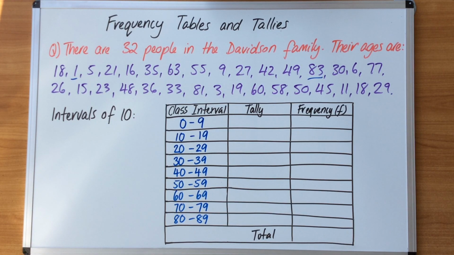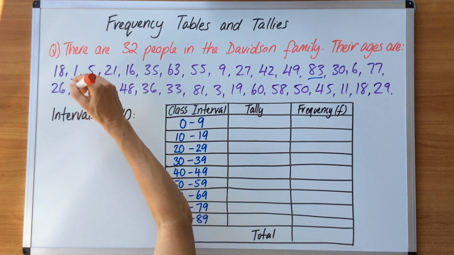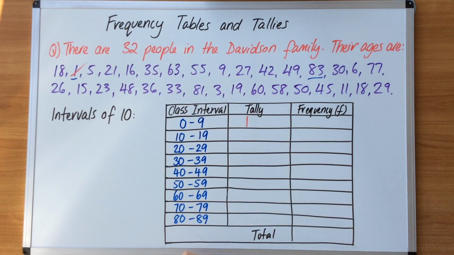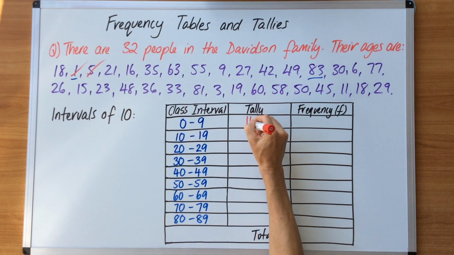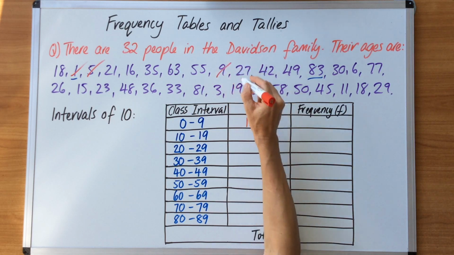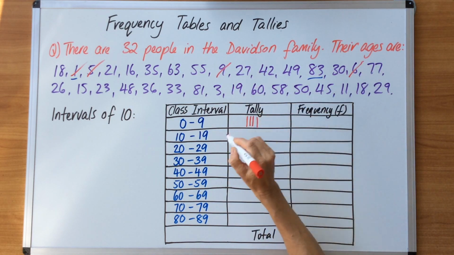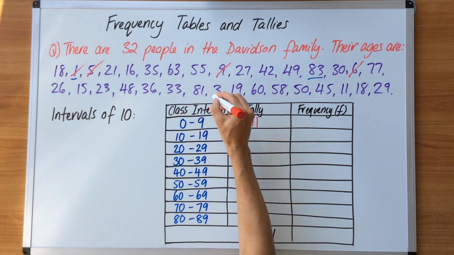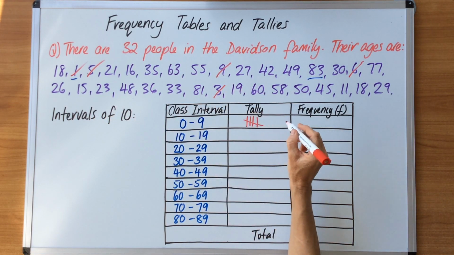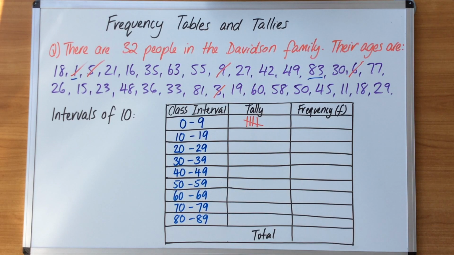The next thing we're going to do is tally this up. We're going to strike off and see how many times certain numbers will fall into this category. So looking for numbers that are between 0 and 9. So we have 1, 2, 3, 4, 5, and that is it.